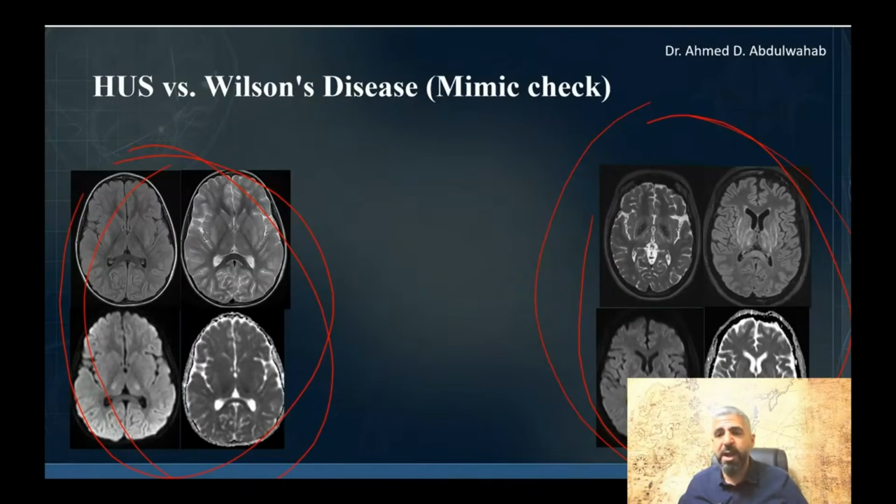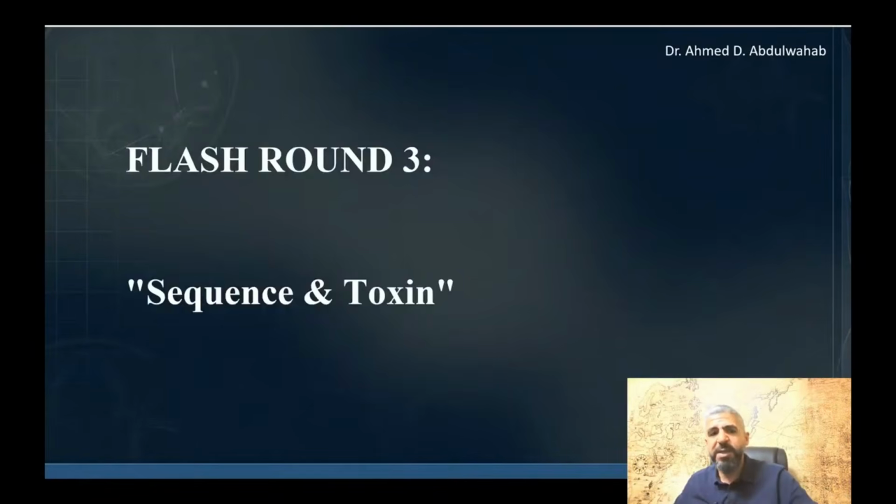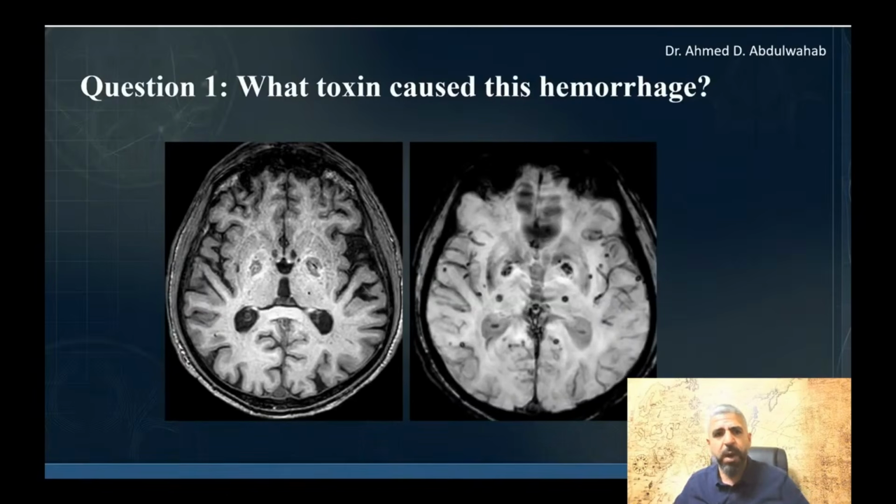Let's go to flash round number 3. It's called the sequence and the toxin. Now, question number 1. What toxin caused this hemorrhage? We did this in episode 2. Look at the inner structure, the globus pallidus here, and look at the susceptibility weighted imaging, the globus pallidus showing hemorrhage. Perfectly symmetric. Clue, what gas caused this kitchen mystery 1?